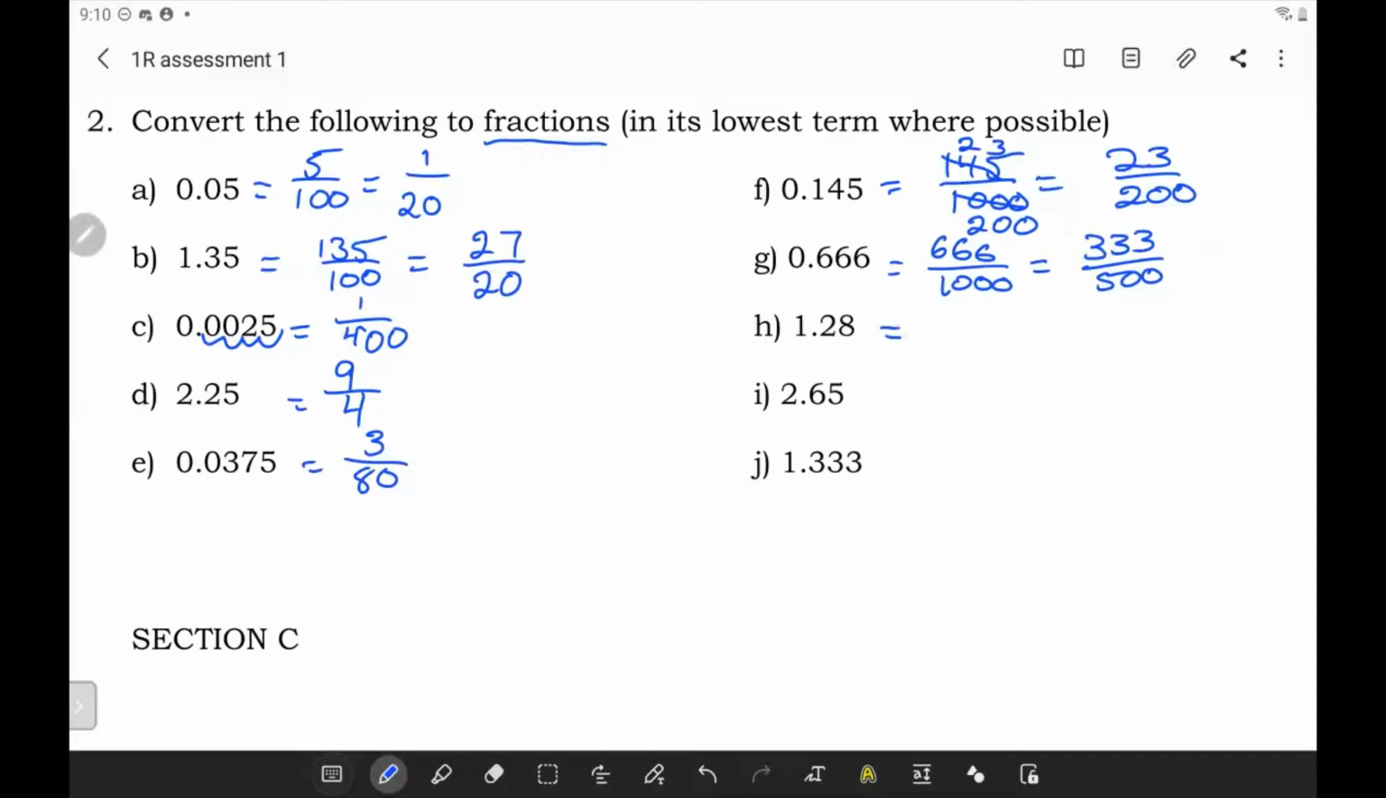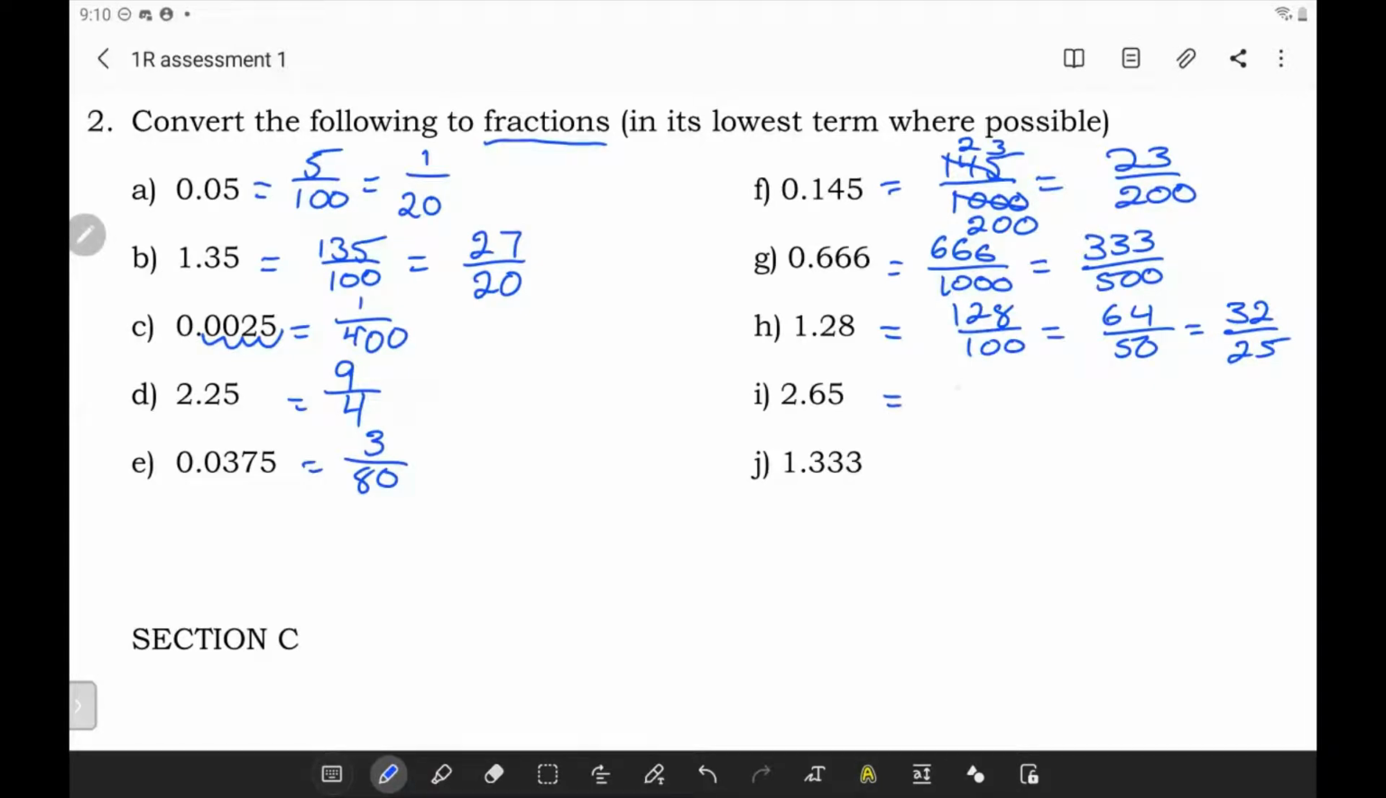1.28, that is like 128 over 100. We can divide by 2, that is 64 over 50, and we can divide by 2 again. That will be 32 over 25, and that's our answer in its lowest terms.